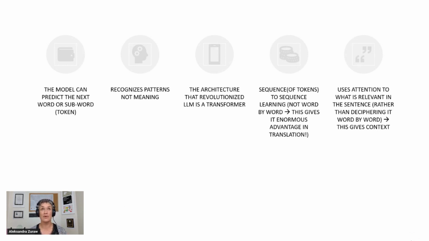In the example of translation, often the word order is reversed between English and Polish, or English and French, and German as well. So the order of the words doesn't match, but when you work with sequences, the meaning matches. Then the model pays attention to what is relevant in the sentence to translate or do other things.